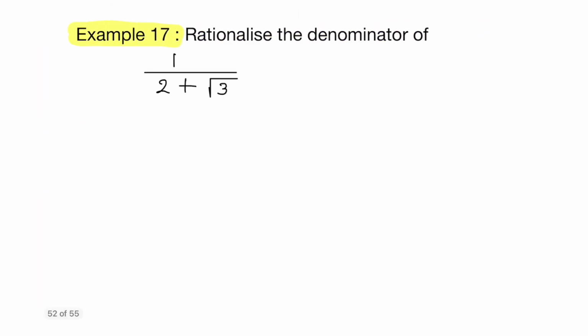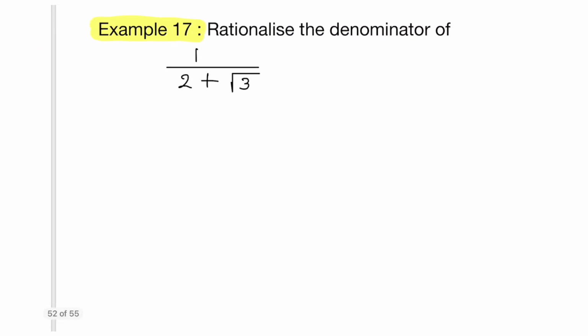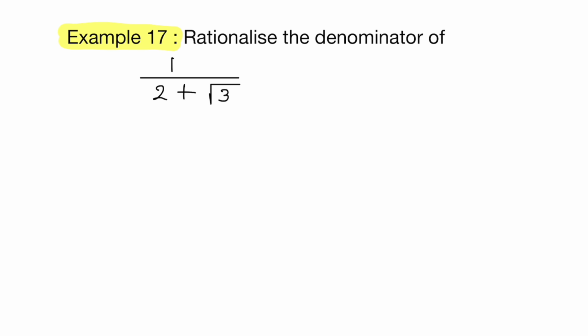Moving on to the next example, this is also very similar to example 16 that we just saw, but you are just going to use a couple of different techniques here. Let me just rewrite the question here. It's 1 divided by 2 plus root 3. Now the denominator here is actually irrational. 2 plus root 3 is irrational, we know that for sure, because root 3 is irrational, and by adding that to a rational number, you also make the entire number irrational.